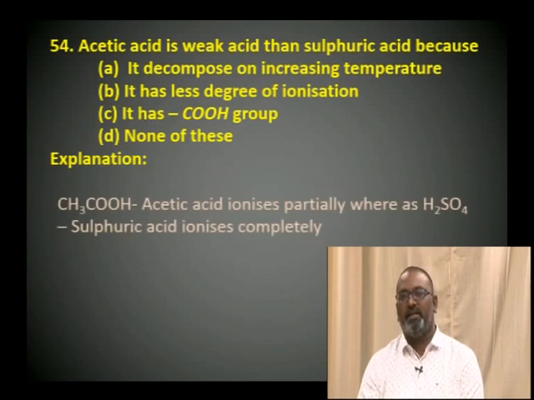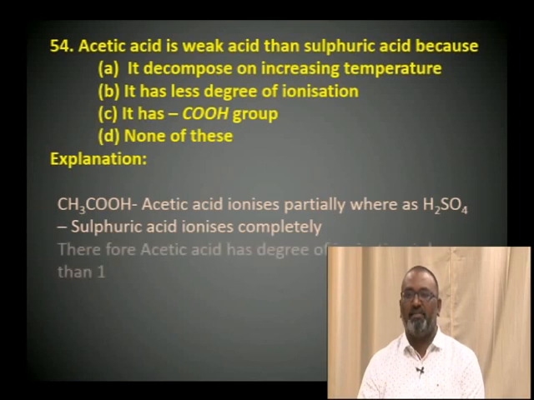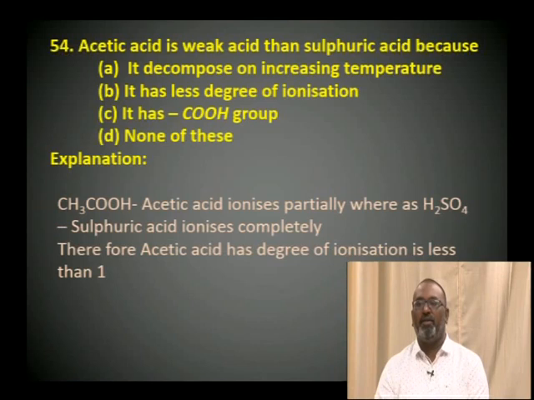So acetic acid ionizes partially. As you know, acetic acid is a good example of a weak acid because it ionizes partially. Its ionization takes place slowly. Since its ionization is taking place slowly or partially, it is a weak acid. Whereas sulfuric acid ionizes readily, ionizes completely. So acetic acid has a lesser degree of ionization, that is, its degree of ionization is less than 1.